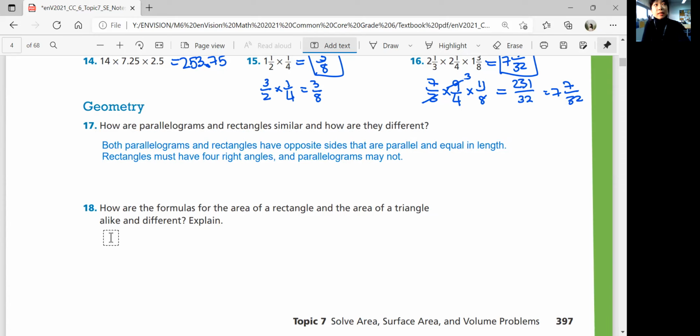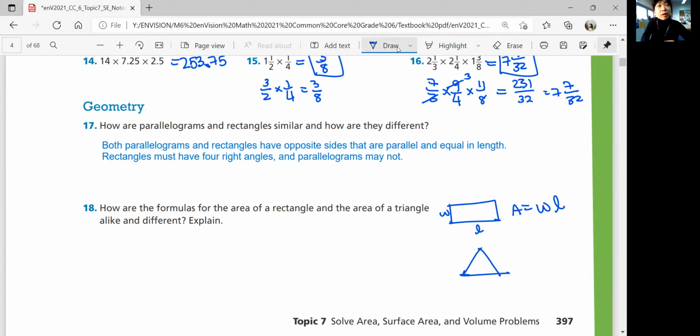Okay, what about number 18? How are the formulas for the area of a rectangle and the area of a triangle alike and different? Do you know how to get the area of a rectangle? If this is the width and that's the length, in order to find the area of a rectangle, you multiply width times length. What about the area of a triangle? This is the base and that's the height. Your area of the triangle is base times height divided by 2.